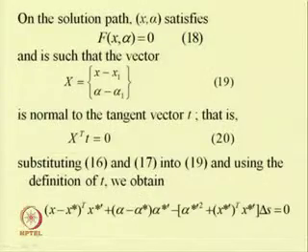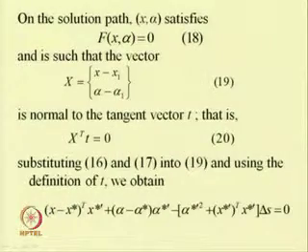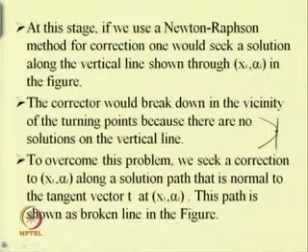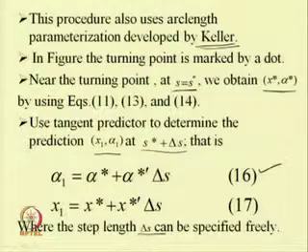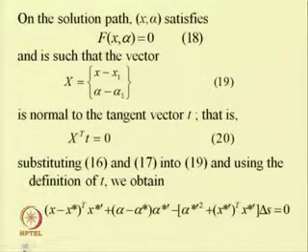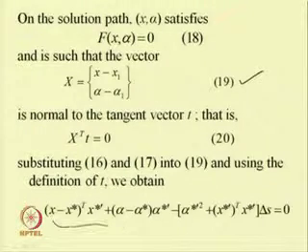On the solution path, x alpha satisfy the field equation, that is f x alpha equal to 0, and is such that the vector delta x equal to x minus x 1, alpha minus alpha 1 is normal to the tangent vector t, that is delta x transpose t equal to 0. Substituting equations 16 and 17 in this equation and using the definition of t, one can obtain this equation.